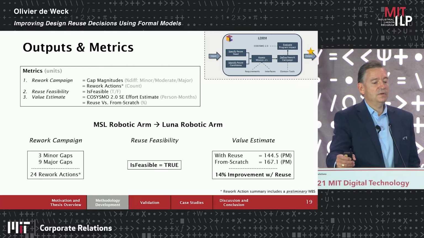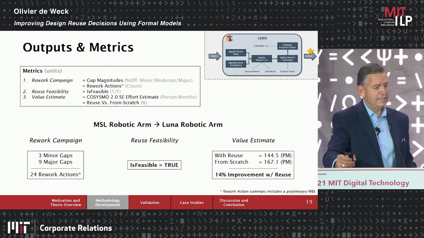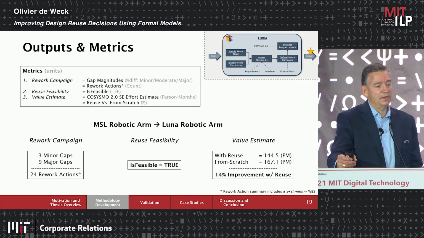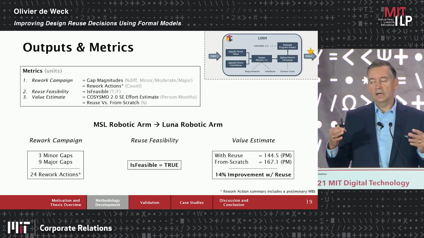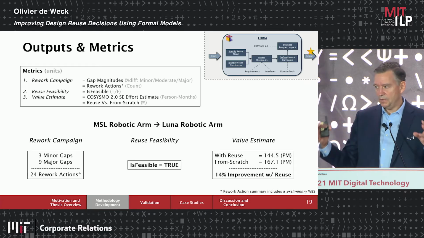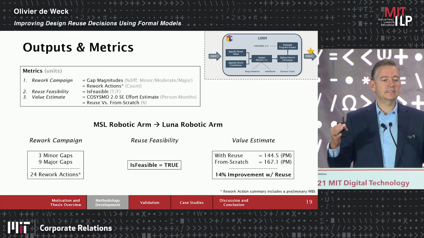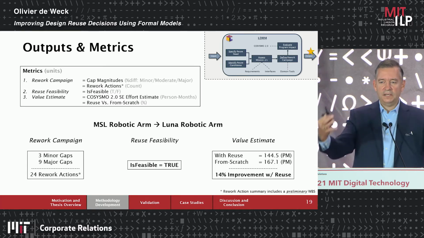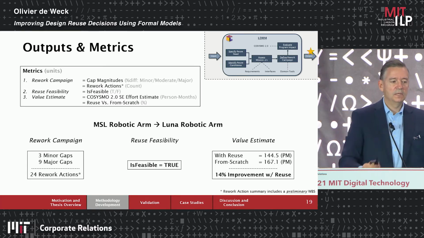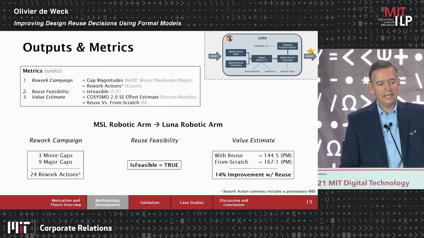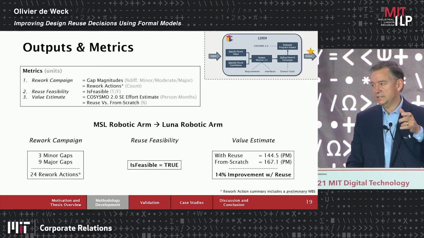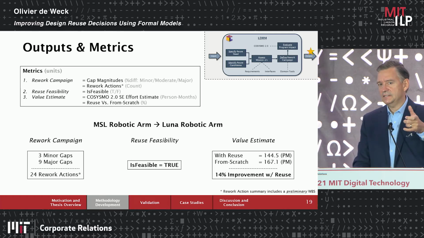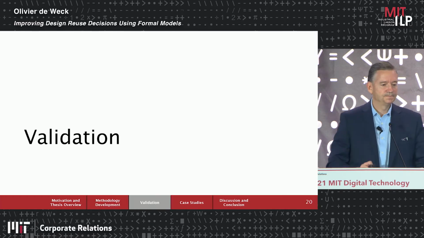And then once you estimate the effort to do it, we would see about a 14% improvement with reuse. So it's not a slam dunk. It's not super obvious, but it looks like in this case, we would recommend the reuse of the Mars robotic arm to the lunar robotic arm with this set of rework actions. Reusability is feasible and a relatively realistic forecast of how much effort would be required.